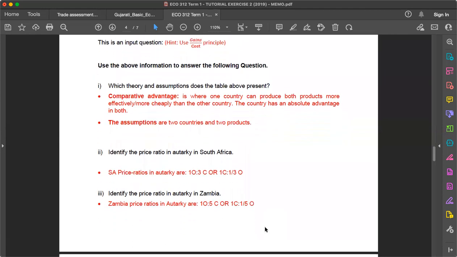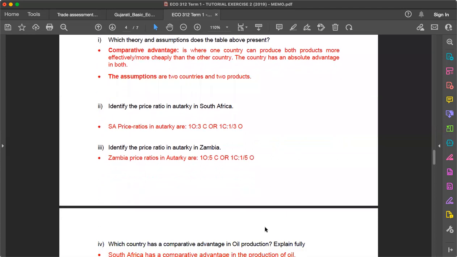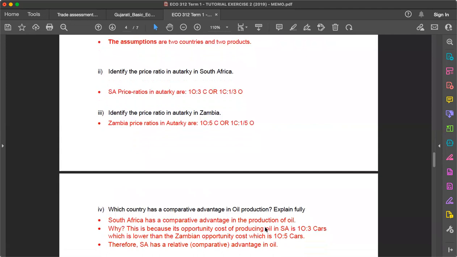Cool. Then the next question, which country has a comparative advantage in oil production? South Africa, for the following reasons. Its opportunity cost of producing oil in SA is 1 liter of oil, or 1 oil, 3 cars, and it's lower than the Zambian opportunity cost, which is 1 oil, 5 cars. Therefore, South Africa has a relative or comparative advantage in oil, right?